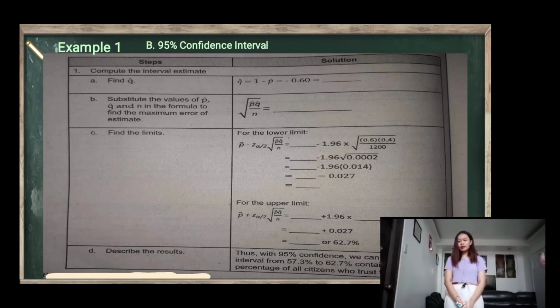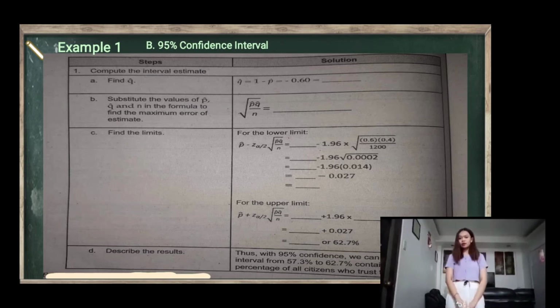So, what we get is 0.014. And only then do we multiply negative 1.96 times 0.014, and we get negative 0.027. For the upper limit, p bar plus z alpha over 2 times the square root of p bar q bar over n is equal to positive 1.96 times 0.014, which is positive 0.027. And we get 62.7%.